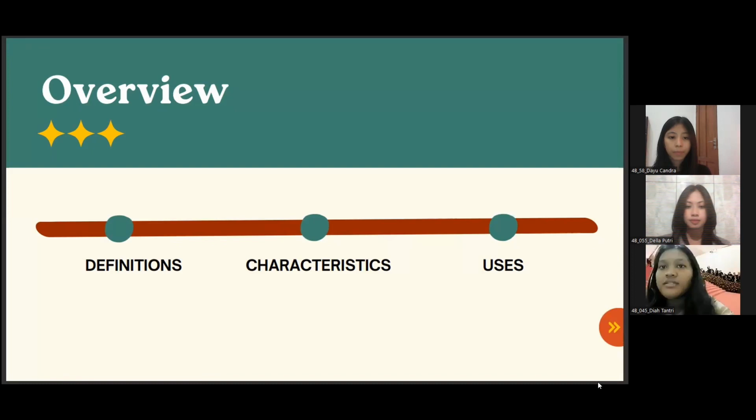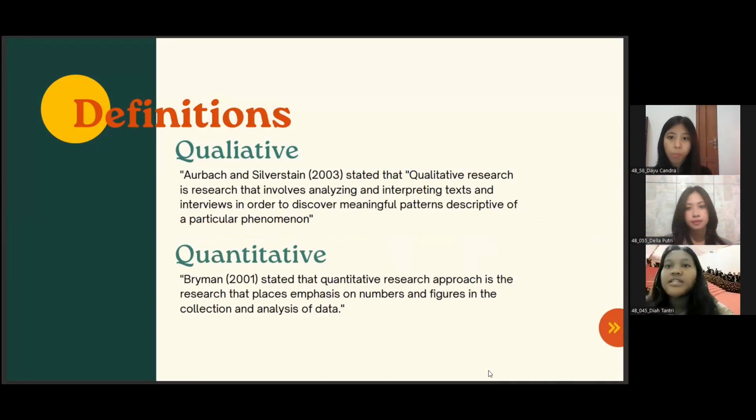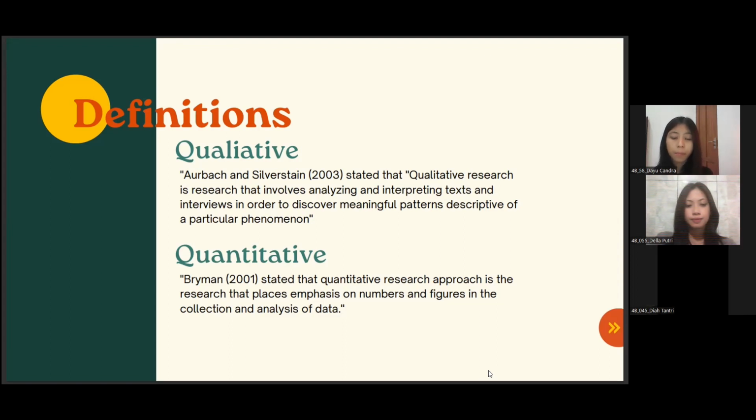So in this discussion topic, we're going to talk about the definitions and characteristics and also the uses of both research. For the first material, we'll be talking about the definitions. For the definitions of qualitative will be explained by Della. Time is yours.